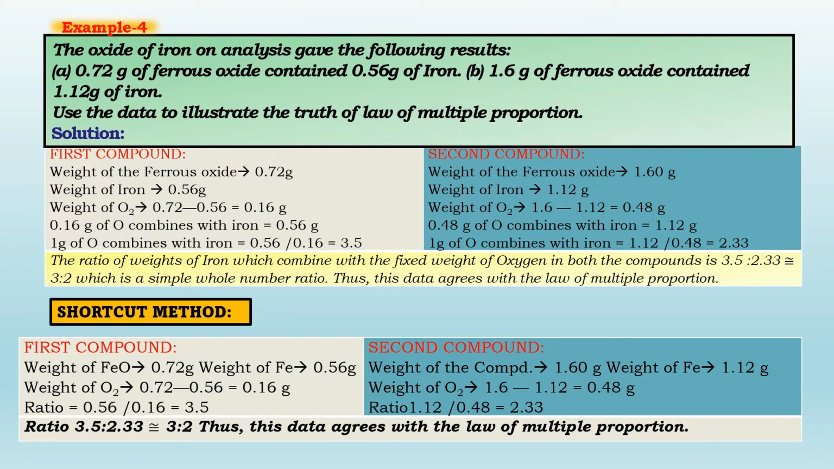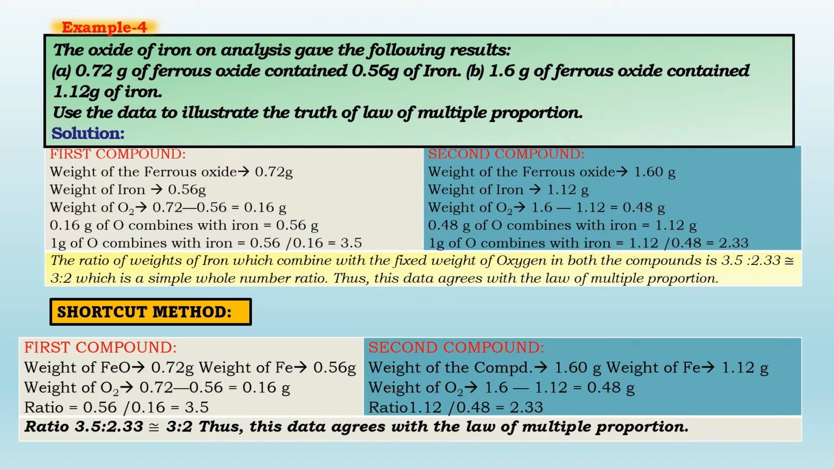In the second compound, weight of ferrous oxide is equal to 1.6 gram. Weight of iron is equal to 1.12 gram. Weight of oxygen is equal to 1.6 minus 1.12, that is equal to 0.48 gram. 0.48 gram of oxygen combines with iron 1.12 gram. 1 gram of oxygen combines with iron is equal to 1.12 divided by 0.48 is equal to 2.33.